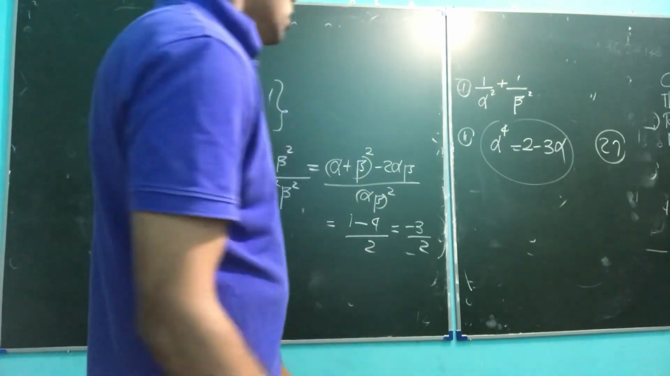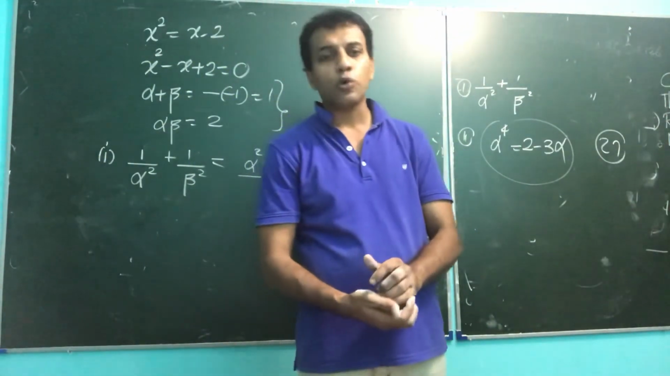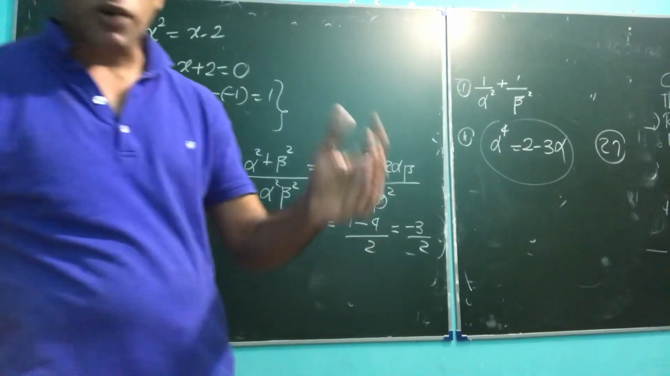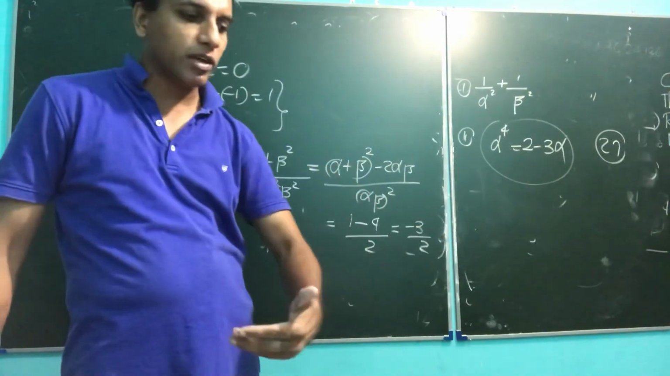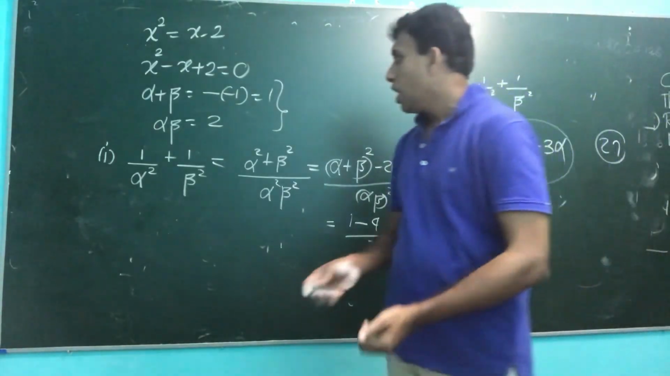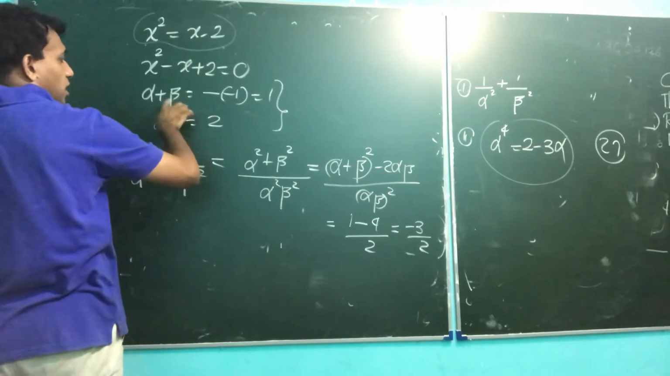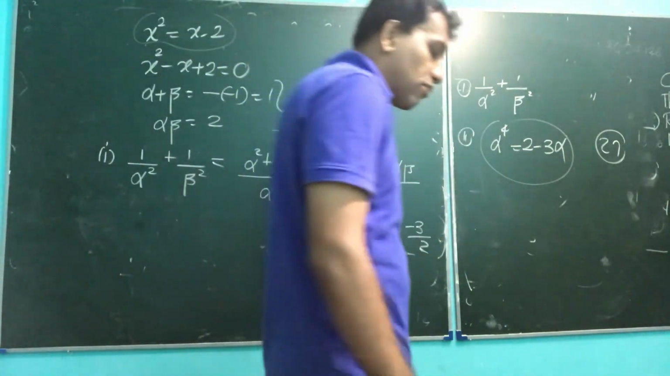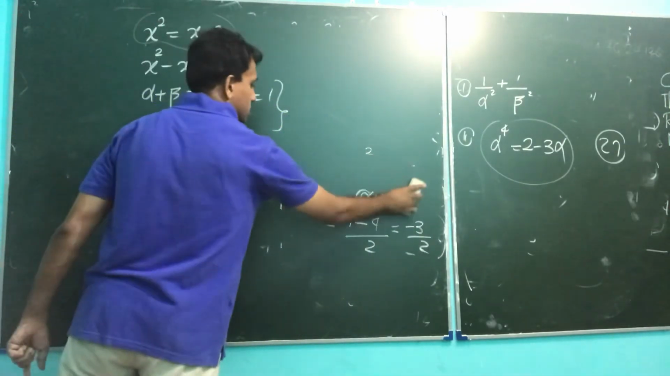Okay, see this question, alpha power 4. In all the previous questions we said one root is double the other, or square of the other, or 3 times the other, or reciprocal, square of the reciprocal, and we had some pattern to get the final solution. Here nothing. Only the roots are given, alpha and beta. Then you know alpha plus beta and alpha into beta only. Now see, alpha power 4 equals 2 minus 3 alpha. See how that method works.